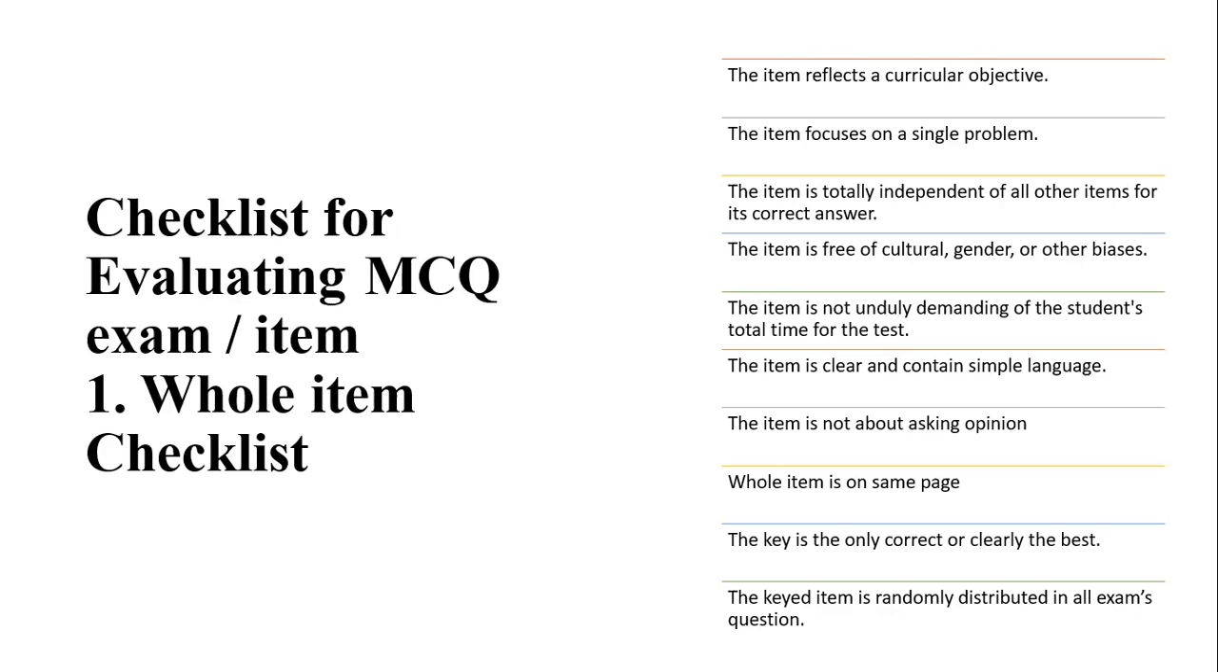The key item is randomly distributed in all exam questions. For example, the first question, the correct answer is A, second question A, third question B, fourth question D, fifth question C, and so on. So the correct answers are randomly distributed in all exam questions.